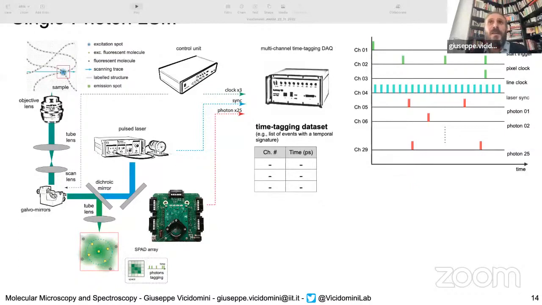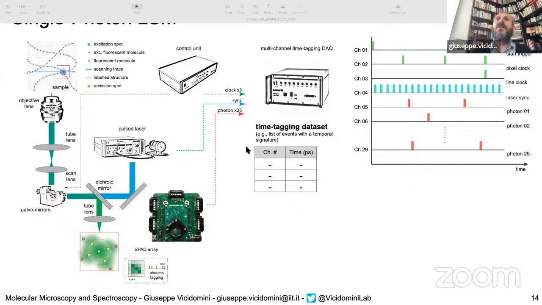But not only that, you also need to record many different synchronization signals from your microscope. For example, since this is a laser scanning microscope, you obviously want to record when there is a movement of your probed region across the sample. And then also many other synchronization signals. For example, if you use a pulsed laser, you also want to record the timing at which your sample is being excited.